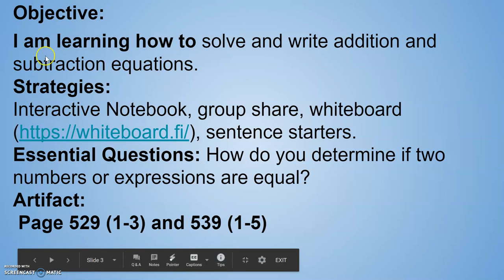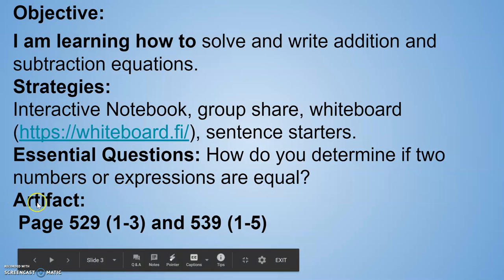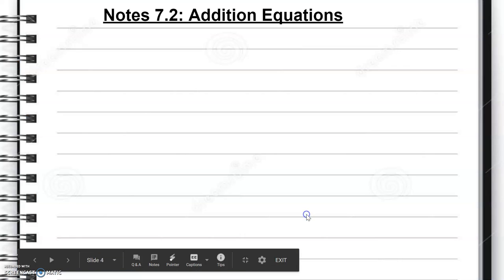Your objectives, as in your SOSA for this week, you are learning how to solve and write addition and subtraction equations. You will be using interactive notebooks, group sharing, your whiteboard.fi, and sentence starters. You do have an essential question that you need to answer, and that is, how do you determine if two numbers or expressions are equal? And your artifact is page 529, questions 1 through 3, and 539, questions 1 through 5.